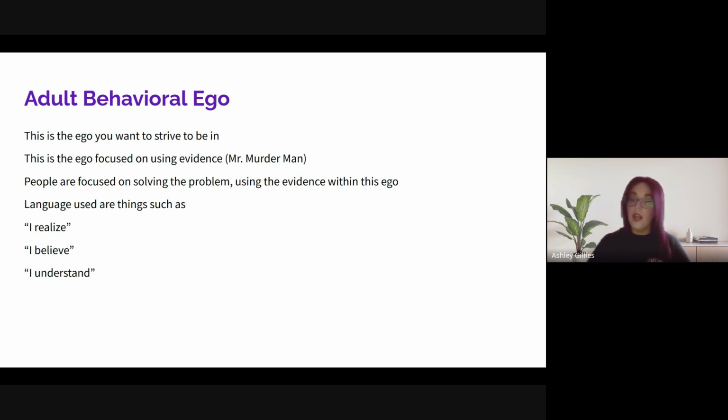Okay, same thing here. Change your language a little bit. Words matter. The way you say things really does matter. So try to get in the habit of saying, I realize, I believe, I understand, I see. Again, if you're looking for more ways to have adult ego-like language, email me. I'm more than happy to send you a list of words that could possibly be used instead of the childlike ego words.